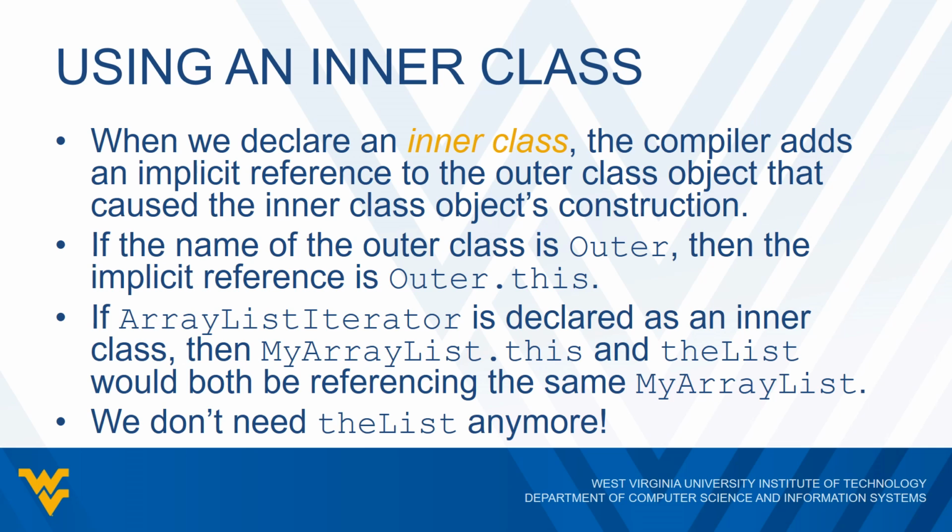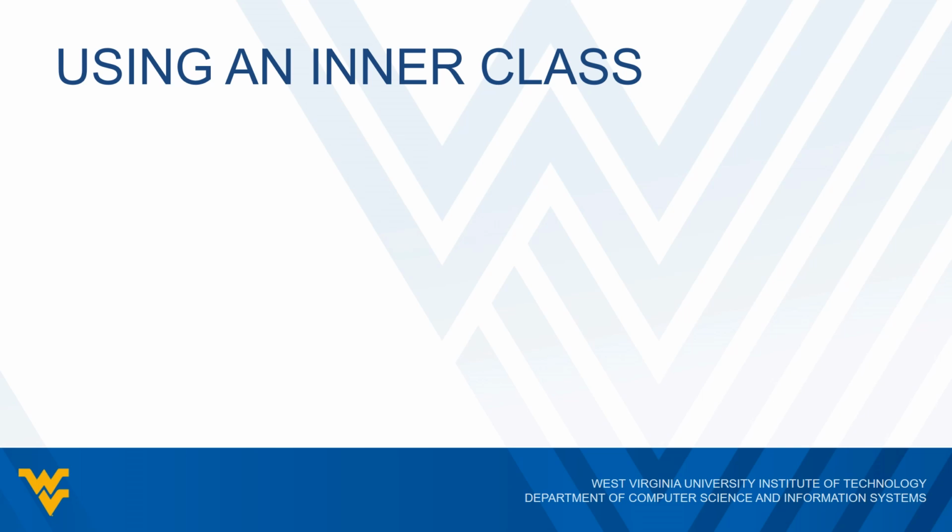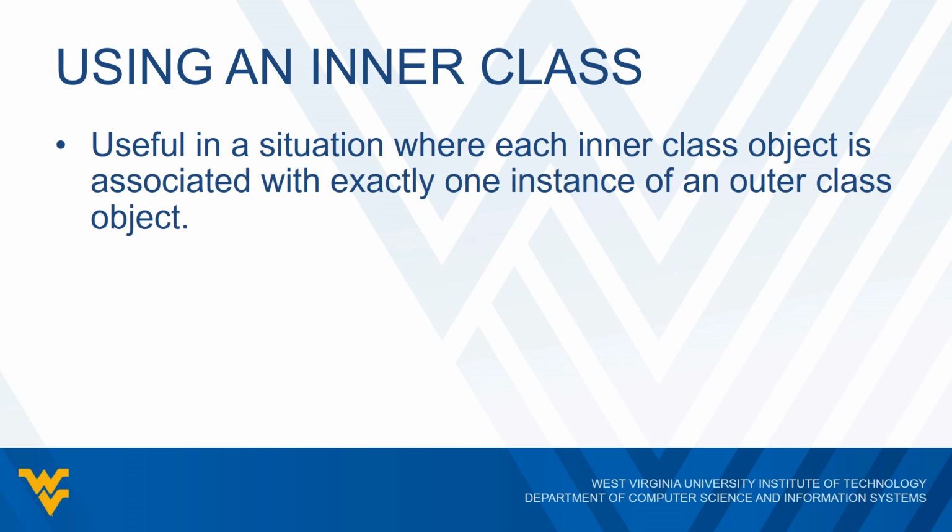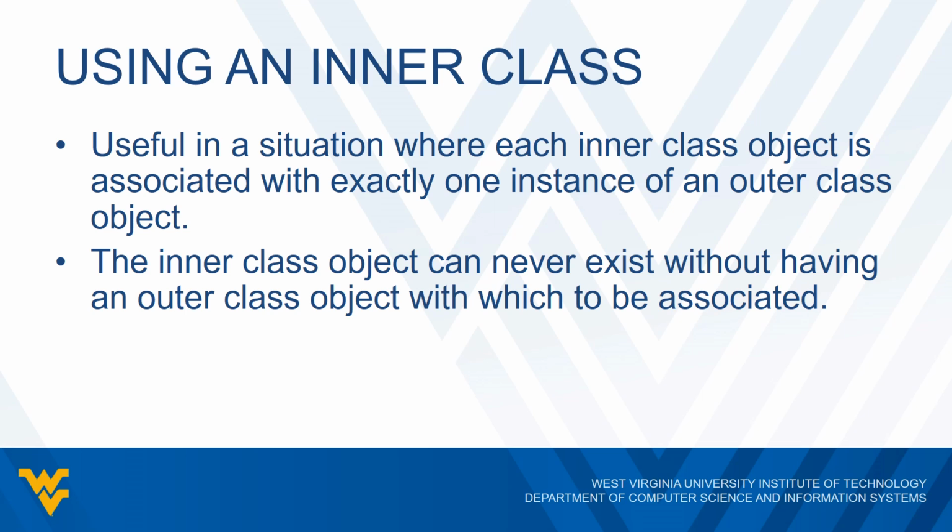It would be redundant. The inner class is really useful in a case where each inner class object is associated with exactly one instance of an outer class object. It sounds like what we're doing in this case, isn't it? In this particular case, the inner class object can never exist without that outer class object. We have a direct correlation between one object of the inner class and one object of the outer class. The inner class object cannot exist without the outer class object.